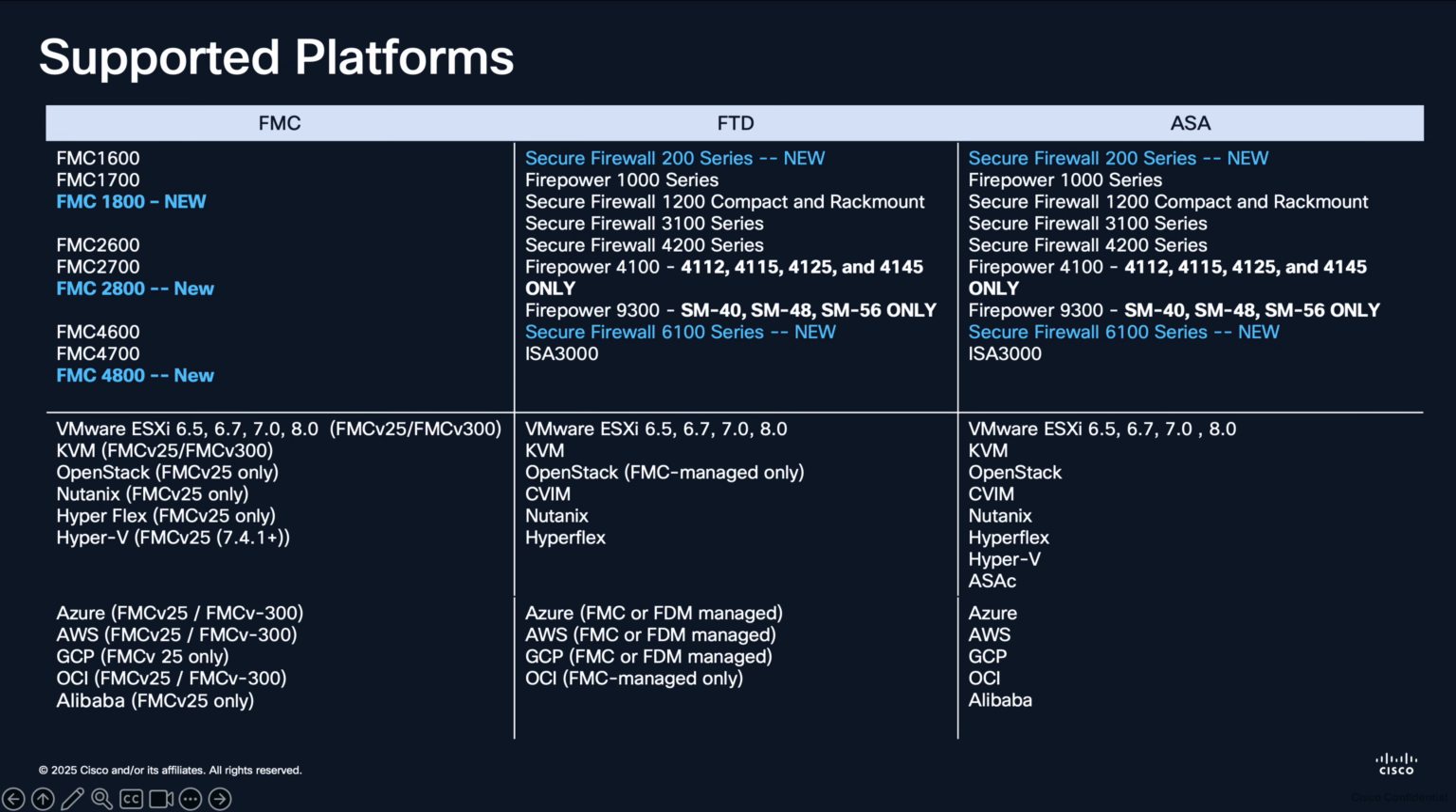Keep in mind, 4100 support for this release will be limited to the 4112, 4115, 4125, and 4145. And on the 9300, we will be limited to the SM40, 48, and 56. Why this matters, you will see in just a moment.